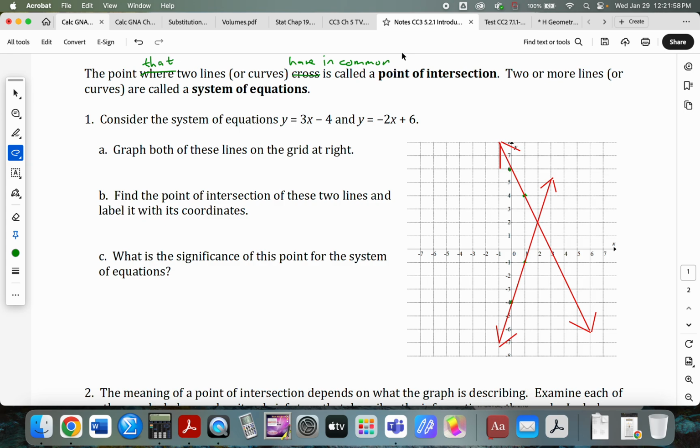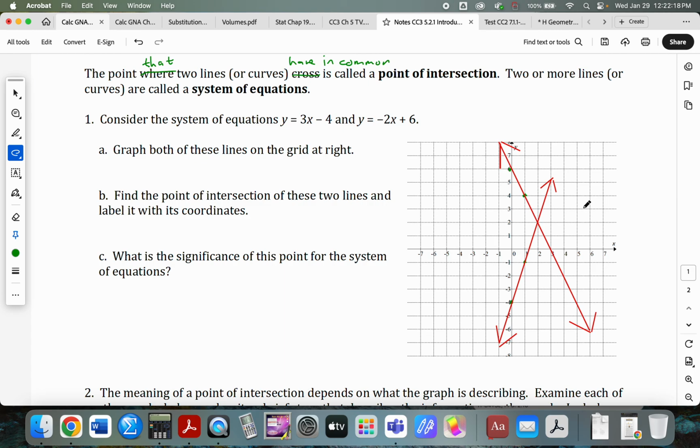To intersect, they don't actually have to cross one another. They just have to touch one another. You don't have to go all the way through to be an intersection point. So it's just a point that they have in common. So two or more lines or curves is called a system of equations.